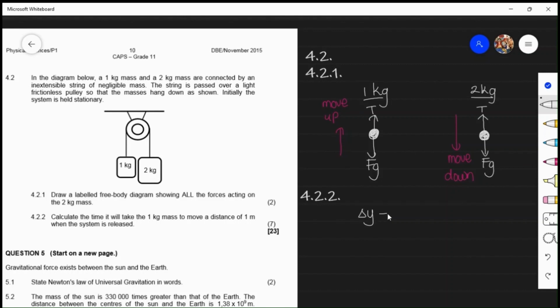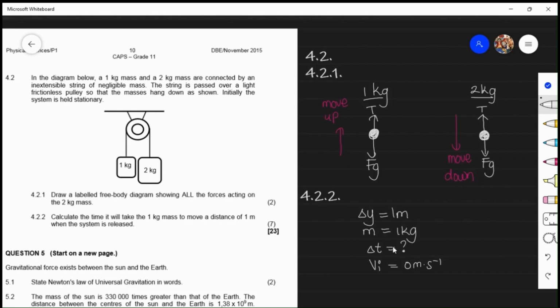We know that the displacement is 1 meter. I'm using delta y because it's vertical displacement instead of horizontal displacement, where I would use delta x. In addition to that, we know that the mass of the object is 1 kg. What else do we know? We know that we are looking for time. We know that the initial velocity of this object is 0 meters per second. As it stated, the object was initially at rest.